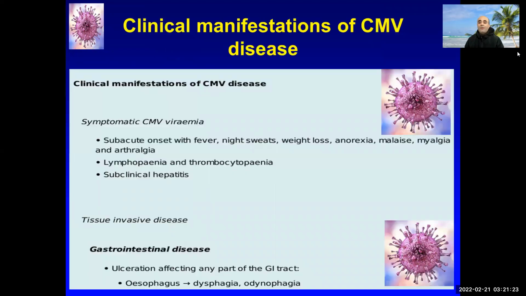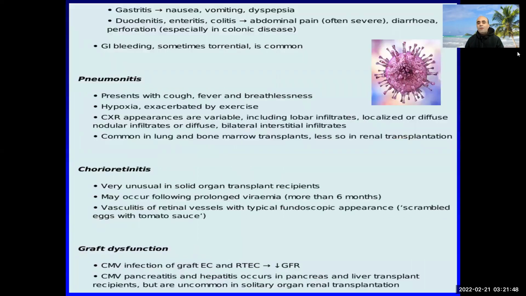New-onset diabetes after transplant is also related to CMV infection. Clinical manifestation of CMV disease: symptomatic CMV viremia like fever, night sweat, weight loss, anorexia, malaise, myalgia, arthralgia. Lymphopenia and thrombocytopenia are also involved, as well as subclinical hepatitis. Tissue invasive disease: ulceration affecting any part of the GIT, so I guess dysphagia or odynophagia like our patient. Gastritis, nausea, vomiting, dyspepsia, duodenitis, enteritis, colitis, abdominal pain.